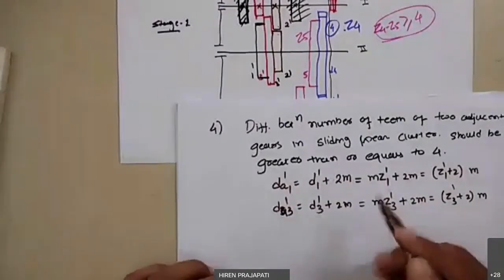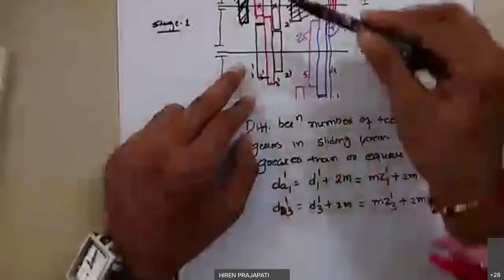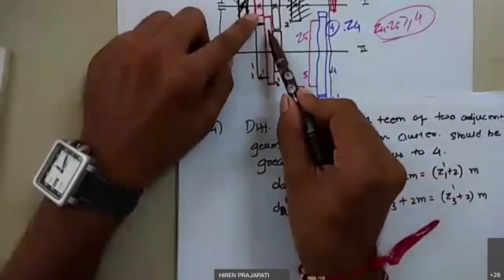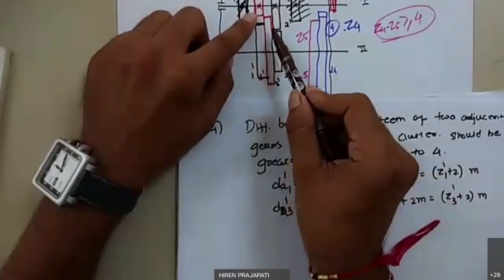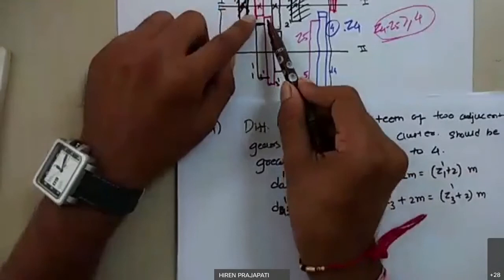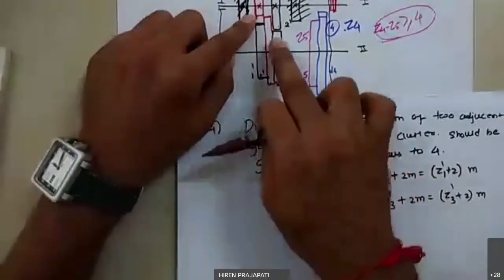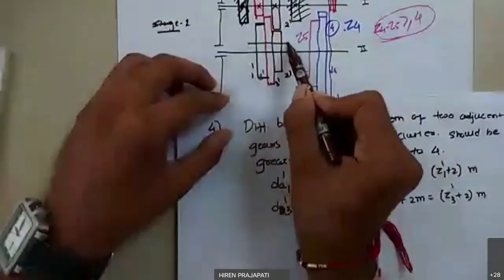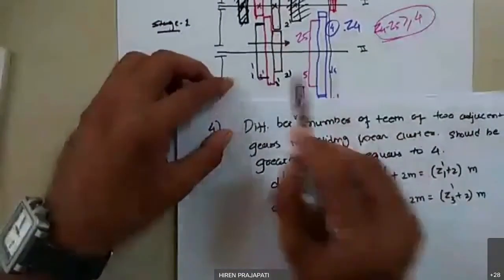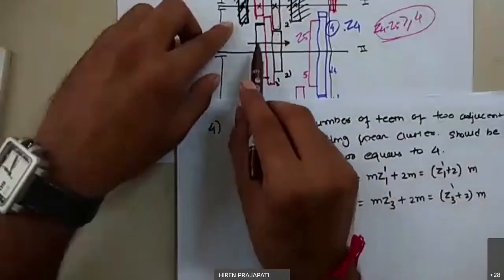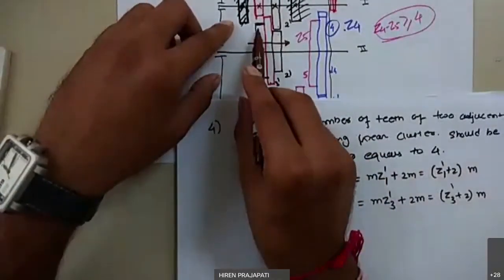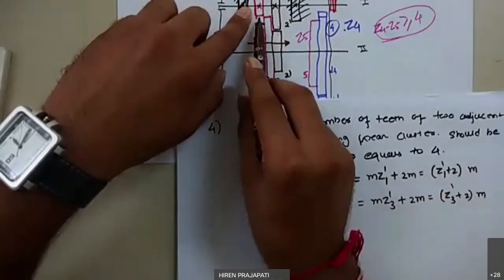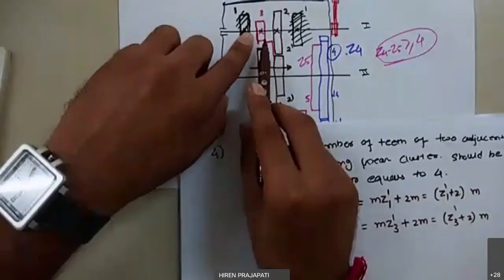Now, to avoid interference, if you look, whenever I slide, if you just consider this 3 and 3 dash, they are engaged. But now if I want to engage 2 and 2 dash, and I slide this gear cluster towards the right, then at that time this 1 dash should not interfere with gear 3. I hope this is visible.